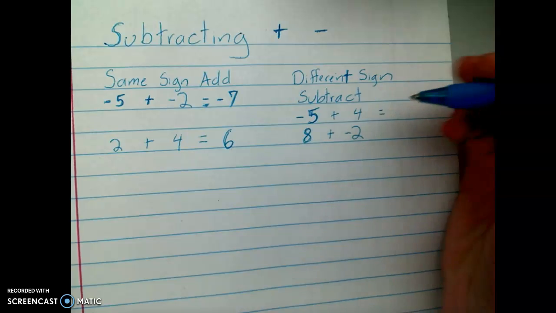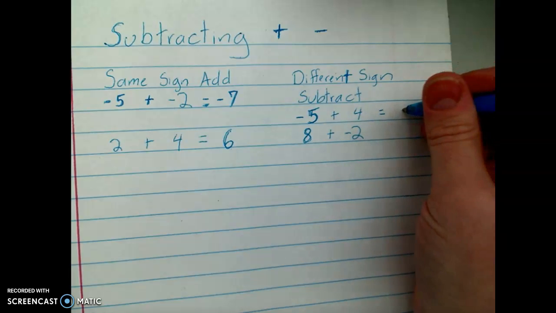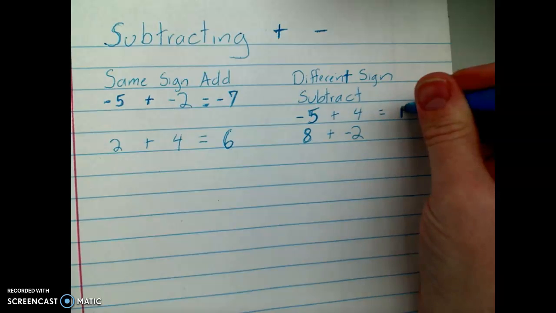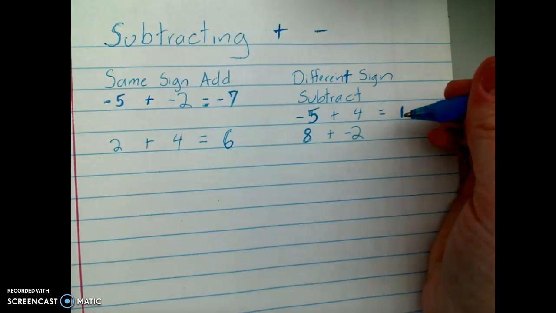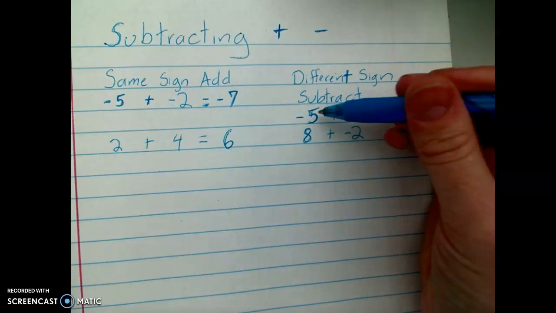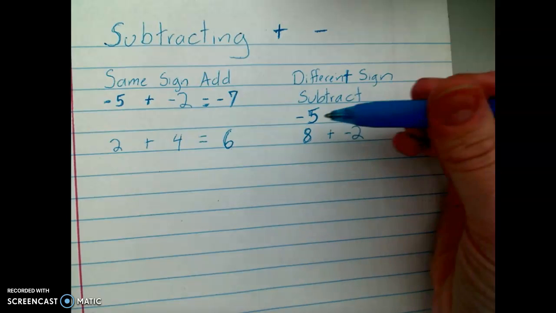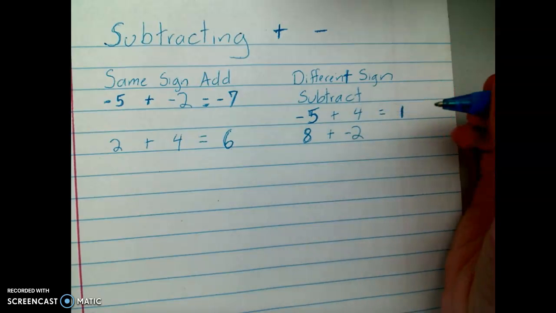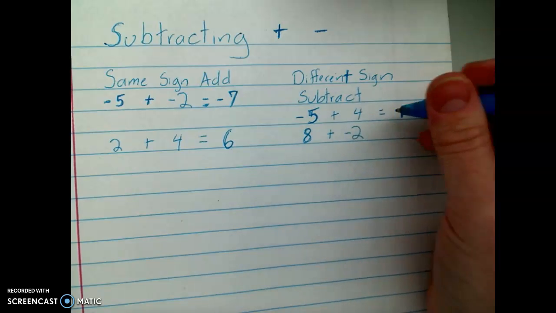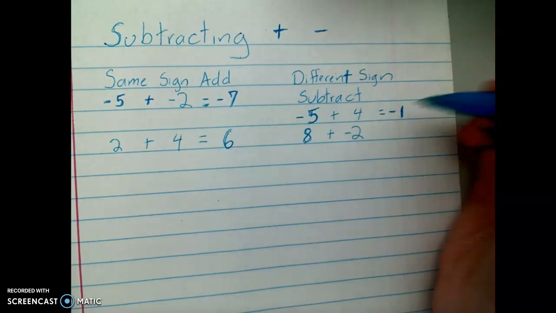instead of taking 5 plus 4, because they're different signs, I need to subtract. So 5 minus 4 is 1. Now I have to decide which sign I'm going to keep, because there's one of each. So I'm going to keep the sign of the bigger absolute value. Well, 5 has more absolute value than 4, so I'm going to keep the negative, just like the 5. Ta-da!